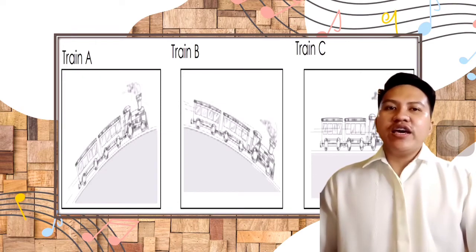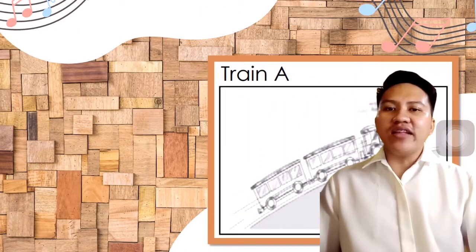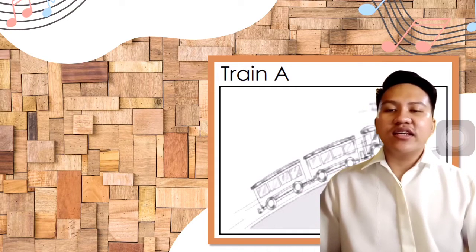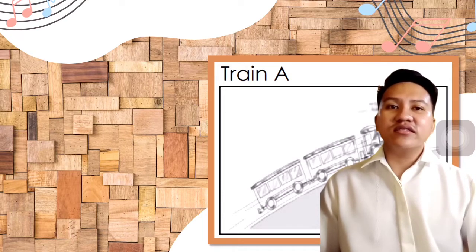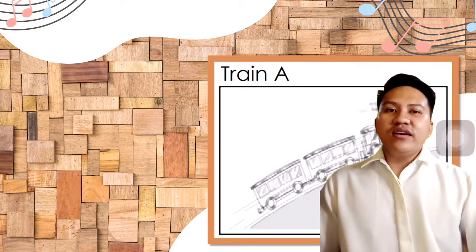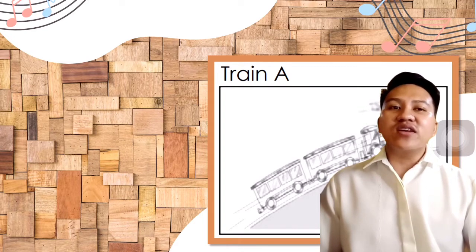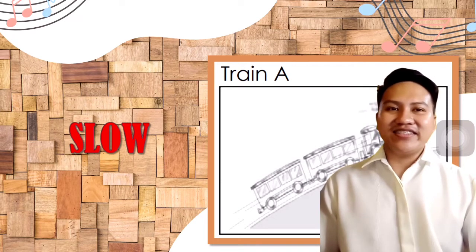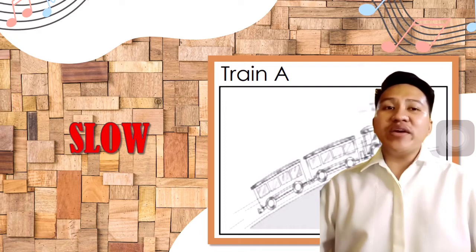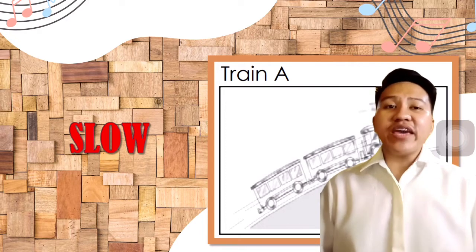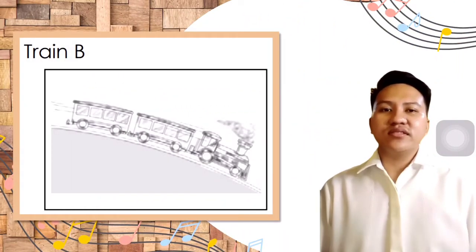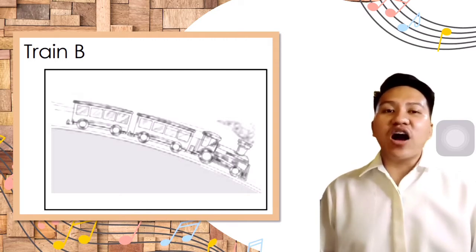Now, if train A is going up the mountain, what will be its speed? Anyone? Yes, Miss Lagunero. Good job! If the train is going up the mountain, it will move slowly. How about if the train is going down? What will be its speed? Yes, Miss Guerrero. Good job! If the train is going down the mountain, it will move faster.